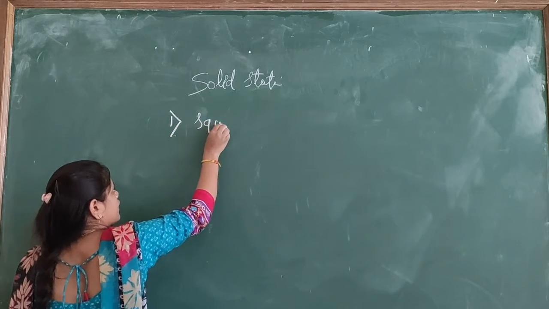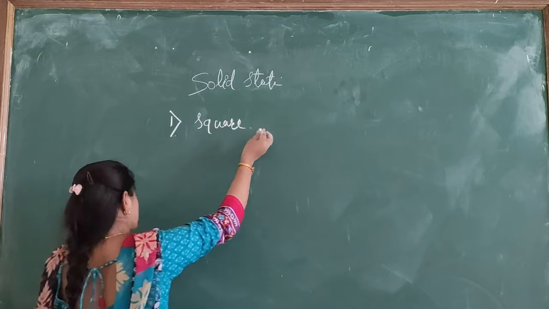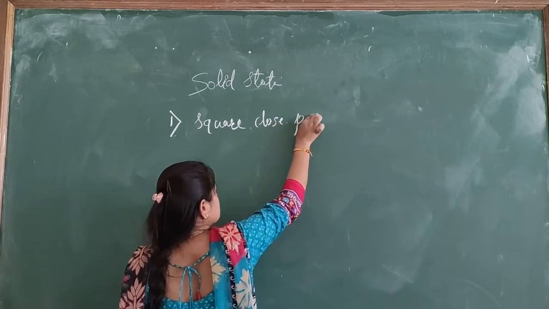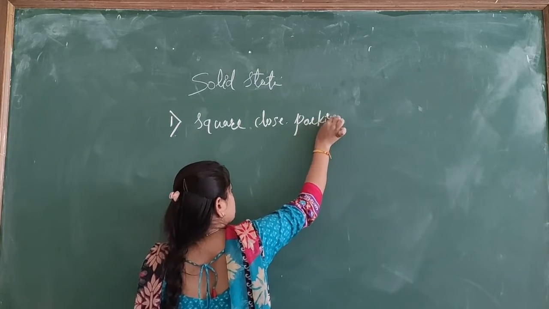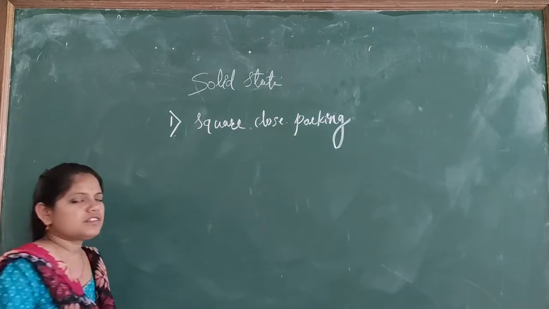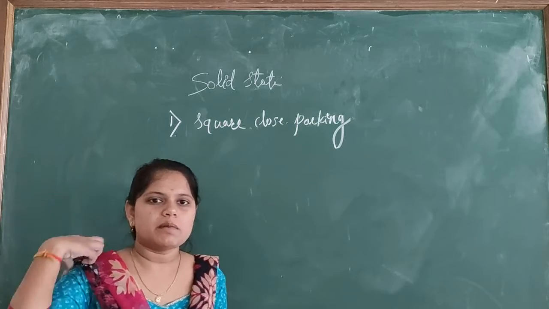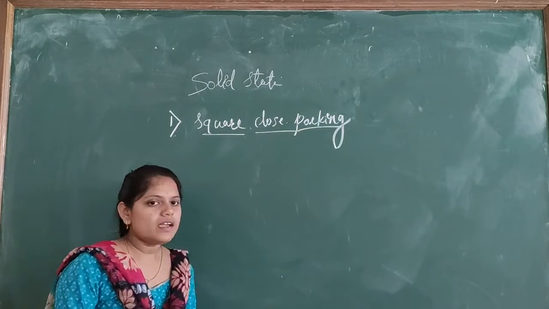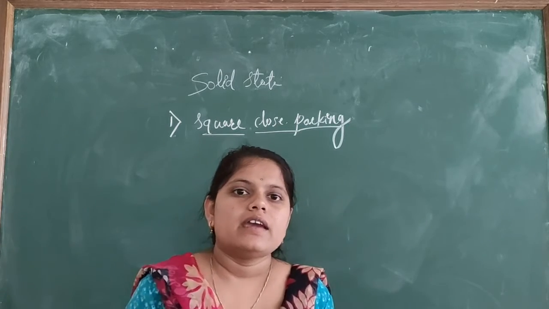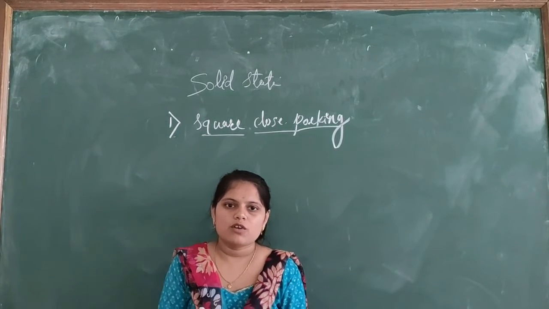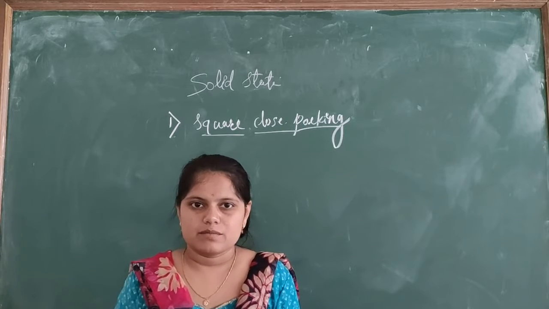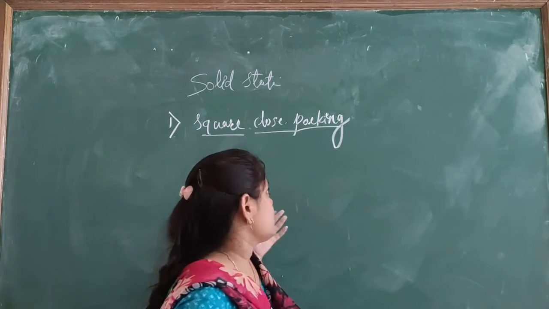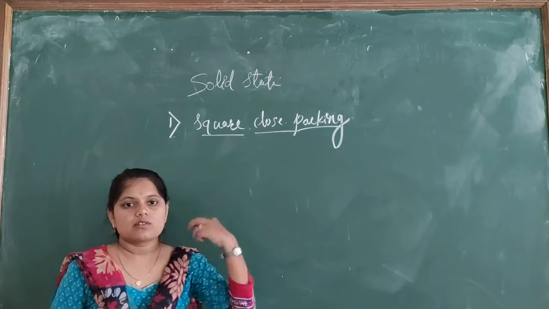First is square close packing. Okay, so what is meant by square close packing here? In the square close packing, each atom will remain in contact with 4 atoms. Okay, they remain in contact with 4 neighboring atoms. So this we call a square close packing.